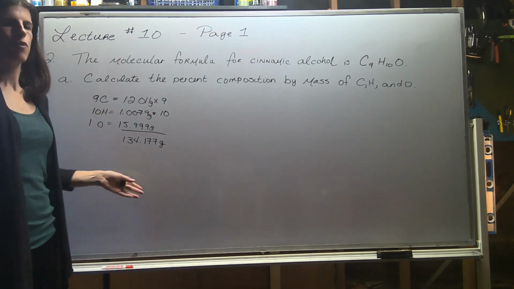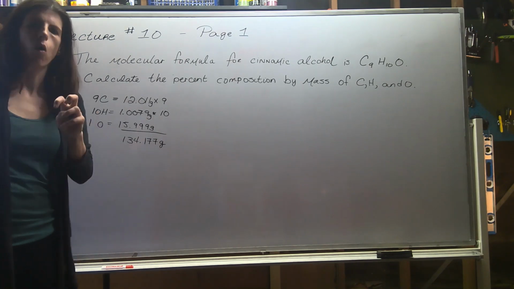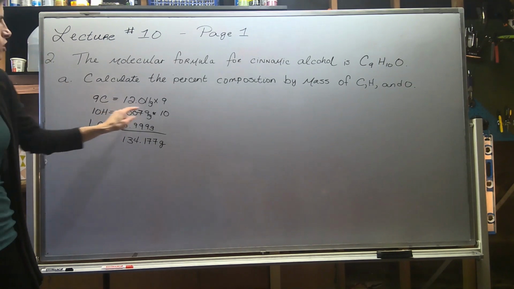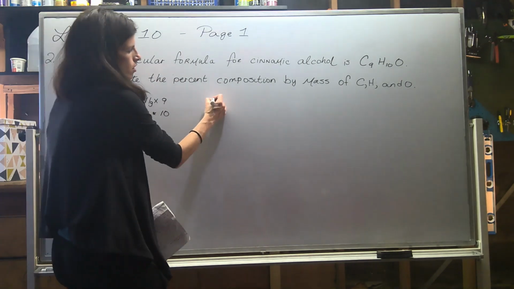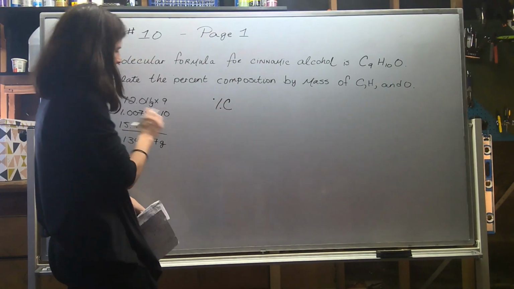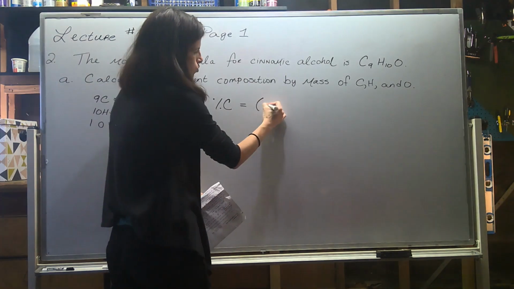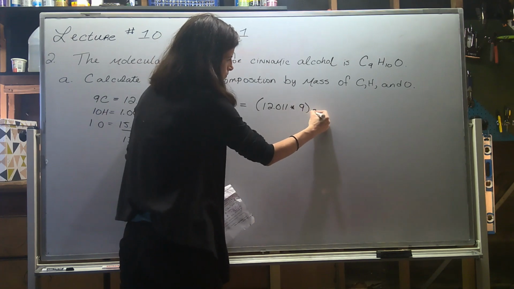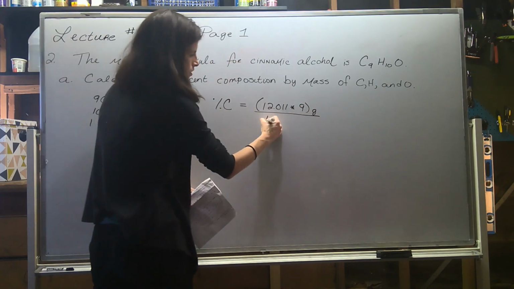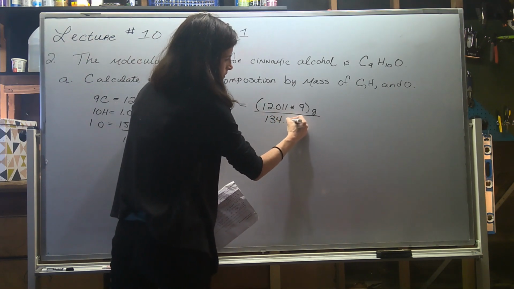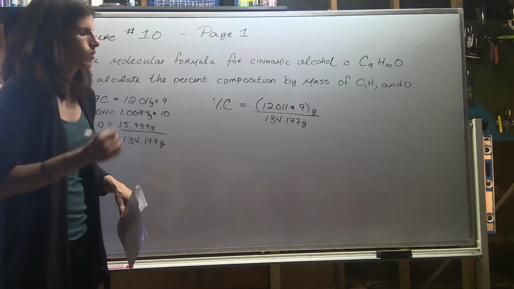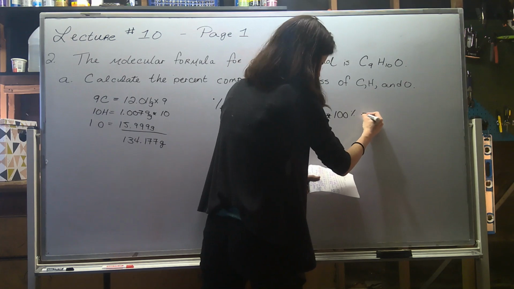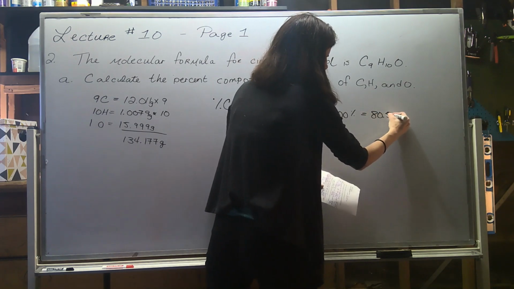The molar mass in this type of problem is going to serve as our denominator. It's the whole in the part over whole formula. The part is going to be each specific component. So if I'm doing the percent composition by mass of carbon, since there's 9 carbons, I'm going to do 12.011 times 9 divided by 134.177 grams. That molar mass that we just calculated. Multiply by 100. And I'm at 80.564%.